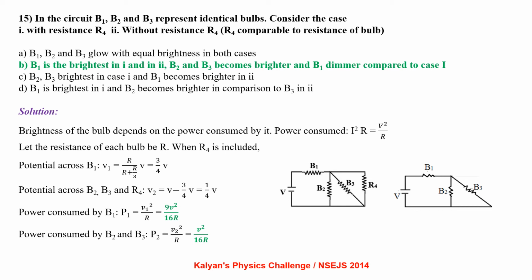First consider the case when R4 is included in the circuit. Since all the resistors are the same, potential across B1 can be written as V1 equals R by (R plus R by 3) into V, which comes out to be 3 by 4 V. Potential across B2, B3 and R4, since all of them are connected in parallel, will be 1 by 4 V. Now power consumed by bulb B1 is V1 square by R, that comes out to be 9V square by 16R. Similarly, power consumed by bulbs B2 and B3 is V square by 16R.